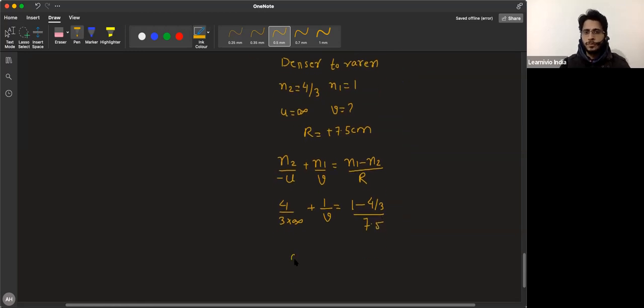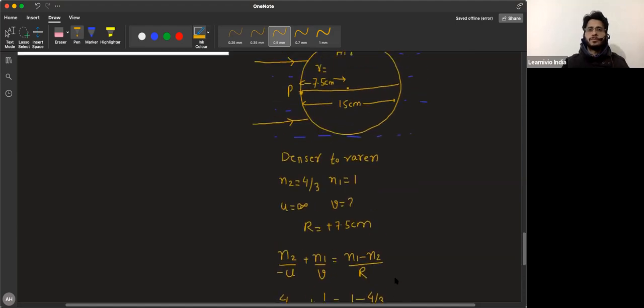So it's 0, 1 by infinity is 0. Plus 1 by V is, it's 1 minus 4/3, it's minus 1/3 into 7.5. So you can take reciprocal on both the sides. We'll get V is minus 3 into 7.5 centimeter. So that is the second part to it.